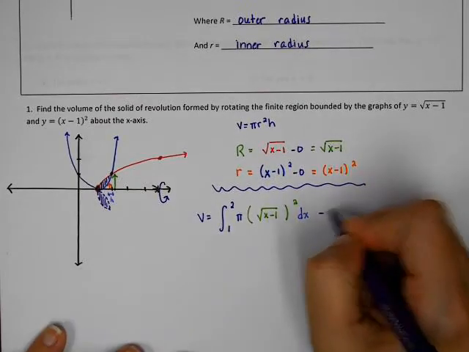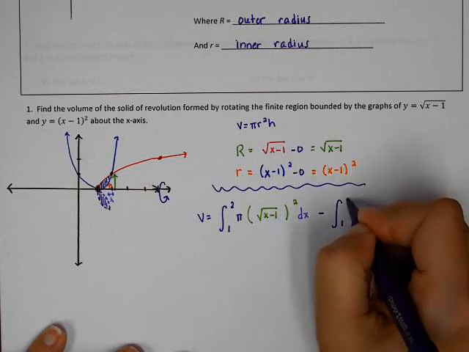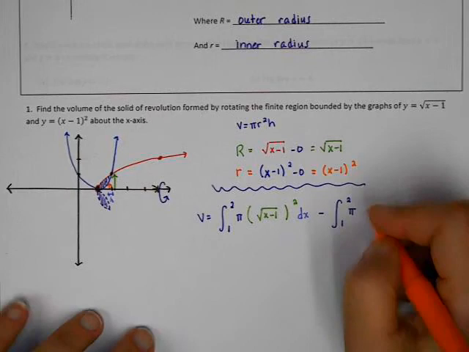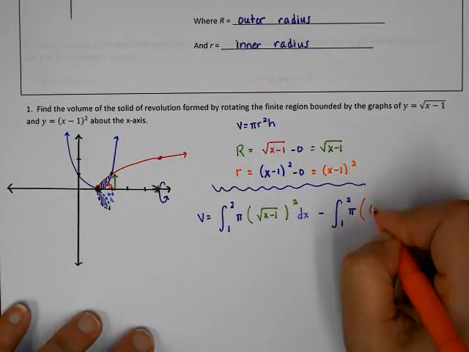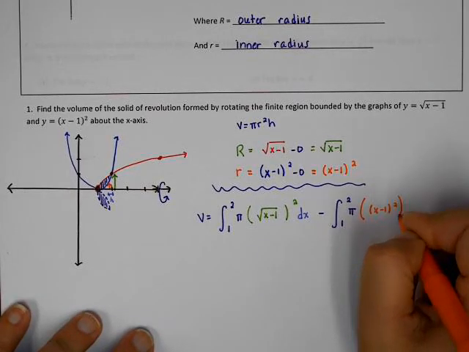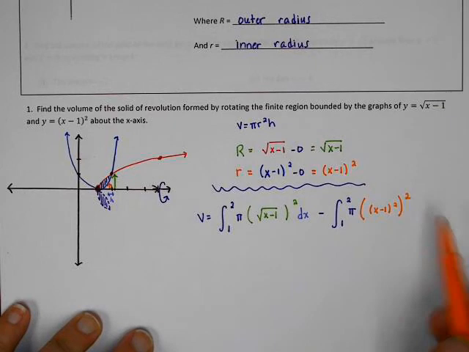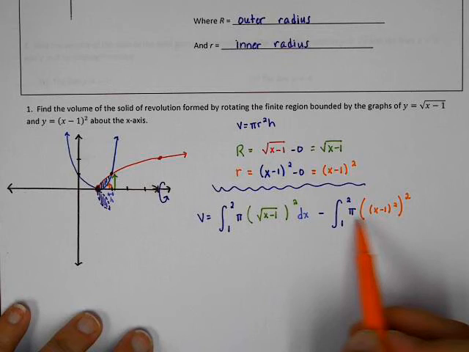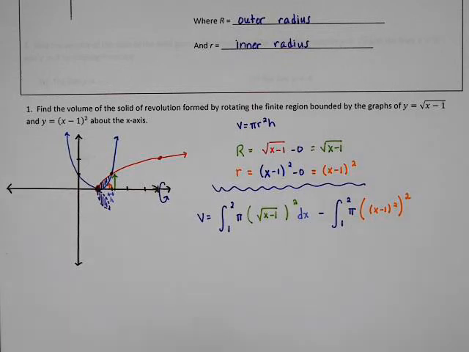minus the integral from 1 to 2 of pi times my little r squared, which in this case would be x minus 1 squared squared again. Don't forget that there's two of them because the little r is this and we have to square it. Pi r squared dx again.